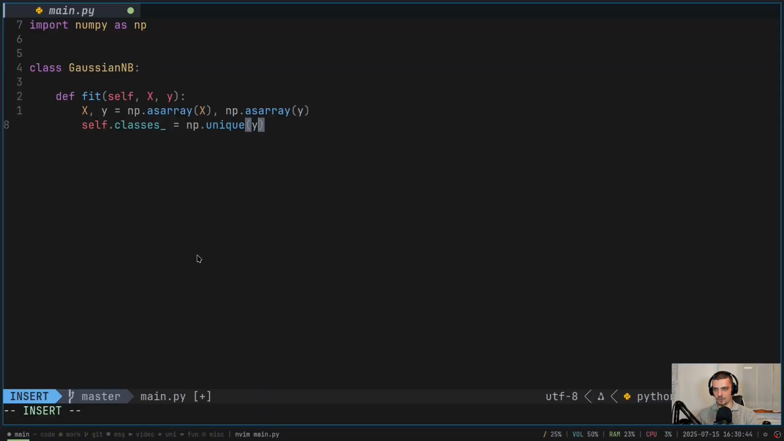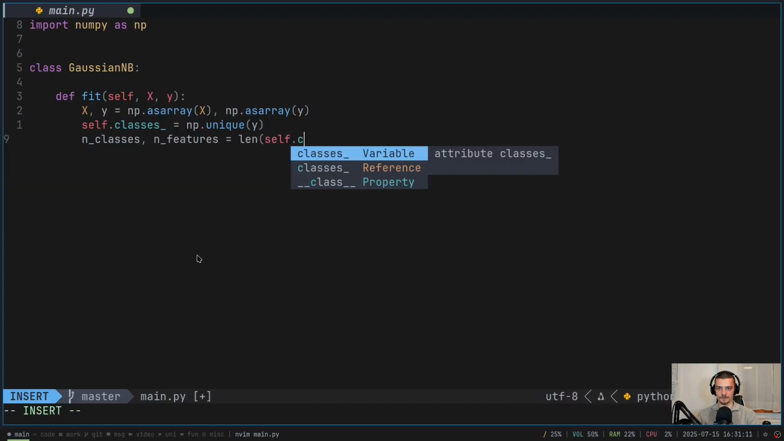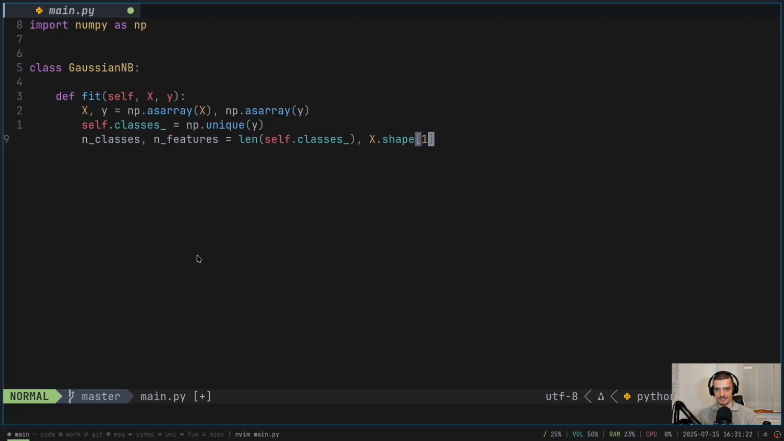unique values from y. And then we want to know the dimensions, so how many classes do we have and how many features do we have, because based on that we're going to create our arrays with the means and variances. So I'm going to say here n_classes, n_features is going to be equal to the length of self.classes_ and x.shape index 1. What this means is x.shape index 0 would be the number of instances, but we're interested in how many features per instance. So that's the second dimension, index 1. That gives us the number of features.